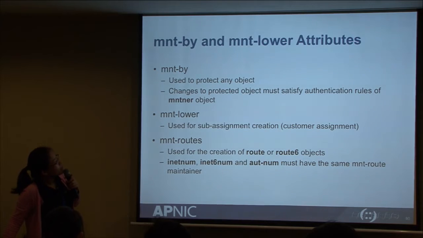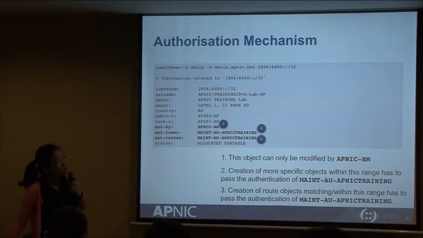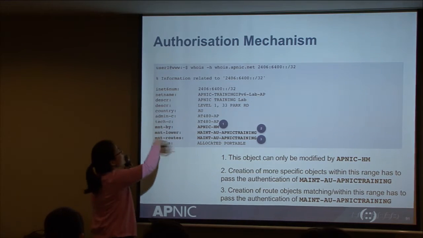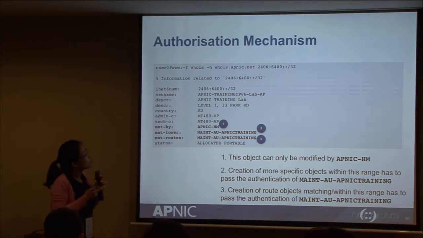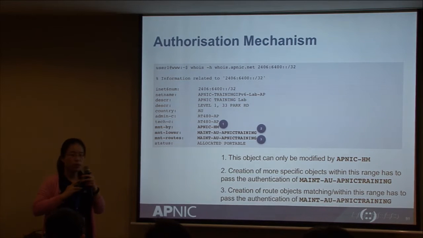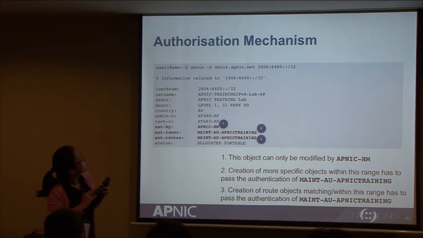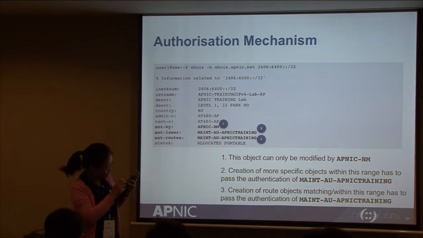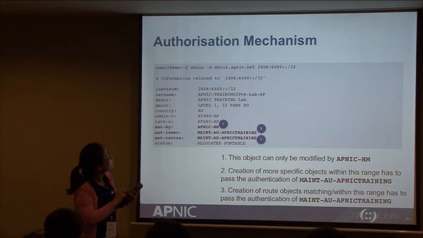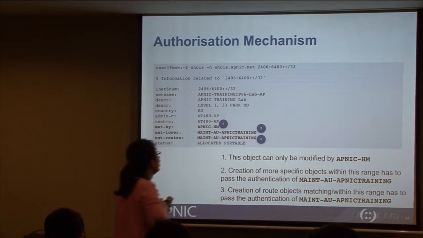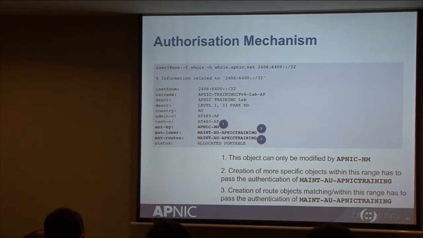So here we have an example of the authorization mechanism. First you can see here is a query. We can also do the query from the terminal, not only from the web page. And here is whois -h, where -h means from which host I'm doing the whois query. Here he queried the /32, and we see the name and the description. After that, you can see we have the country and admin maintainer.